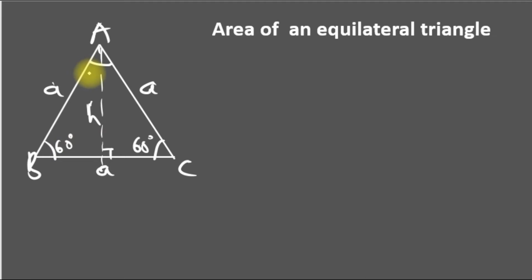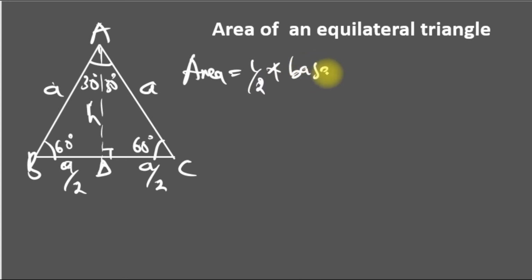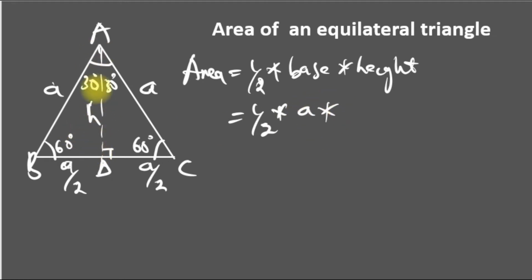This is also 60. And you know the height is always a perpendicular bisector. So this is 30. If I call here D, here is now half A. This is also half A. From here, we know that the area of any triangle is always half times base times height. The base is A, always perpendicular to the height, and our height is H.